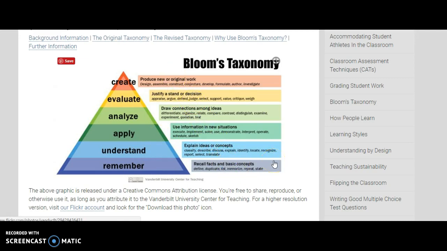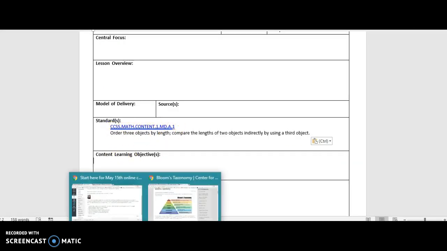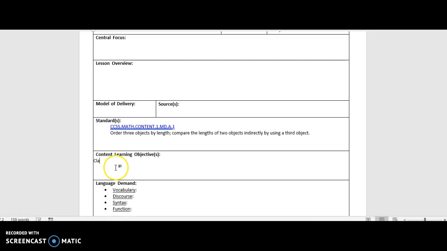So when I want those kids to be able to, let's see, what does my standard say? Order the objects by length. I think that's classify, because they're going to understand that some are shorter and some are longer. So I'm going to use the word classify in there. I like that. Classify 3 everyday objects in order of length. Or we could just make it concise, by length, just like the standard says. So that's one objective. I want them to be able to classify those 3 everyday objects by length.